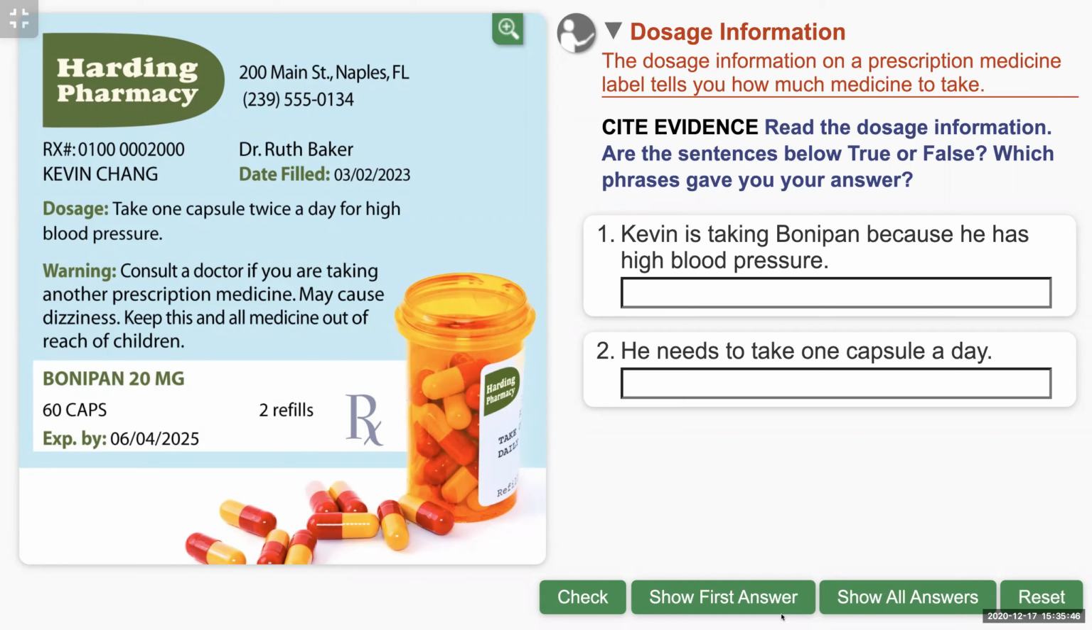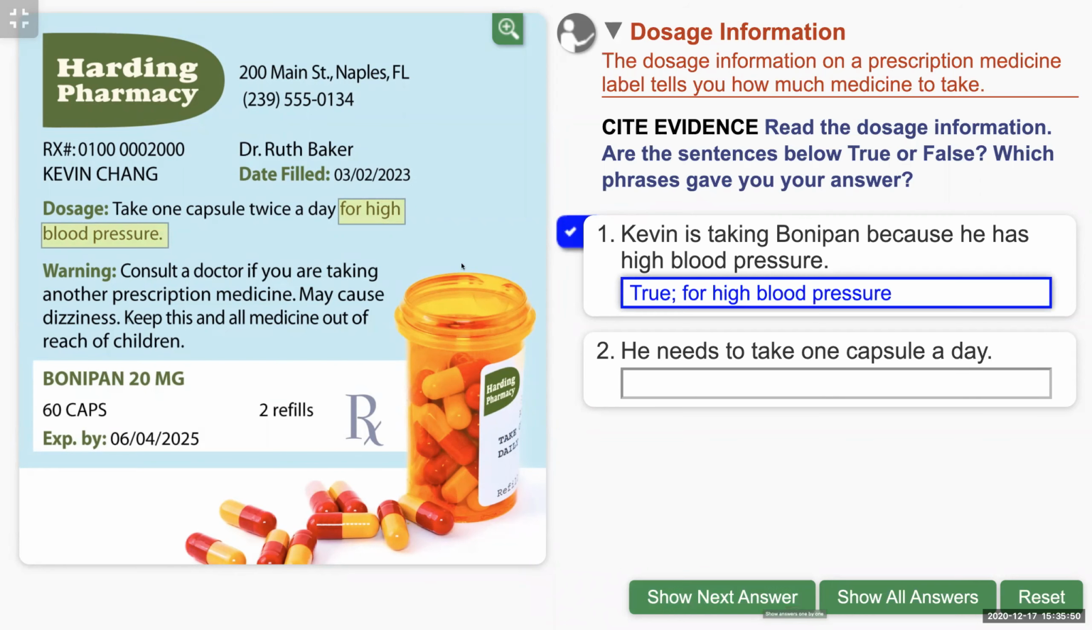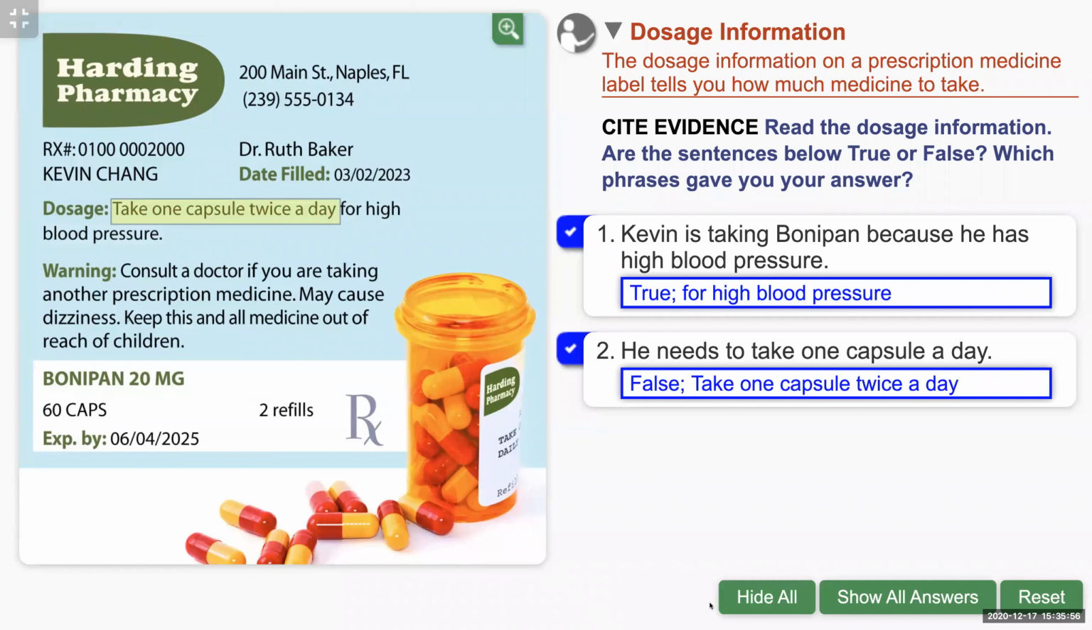So let's look at our first answer. Our first answer is true, and it's right here, for high blood pressure. Our answer for number 2 is he needs to take 1 capsule, okay, a day. That's false. Take 1 capsule twice a day. So our information, okay, is located in the same place. Twice a day, and then the other one was for high blood pressure.